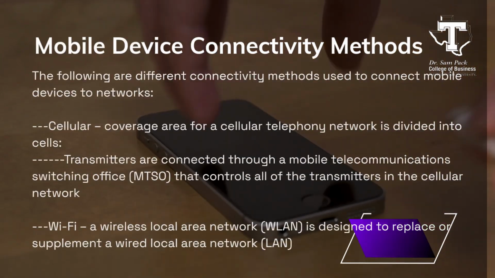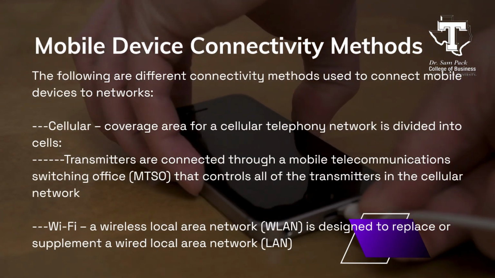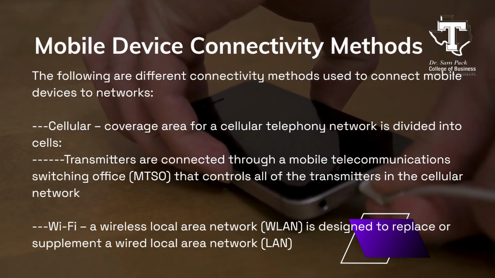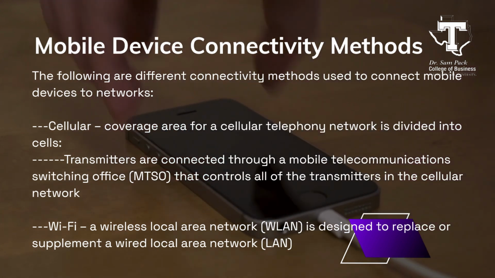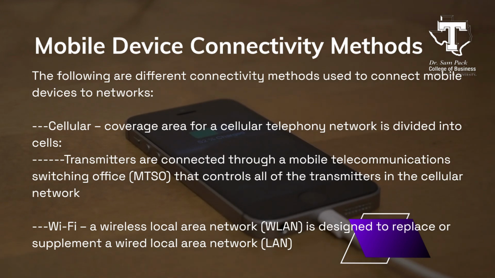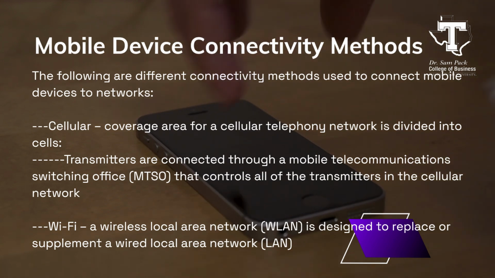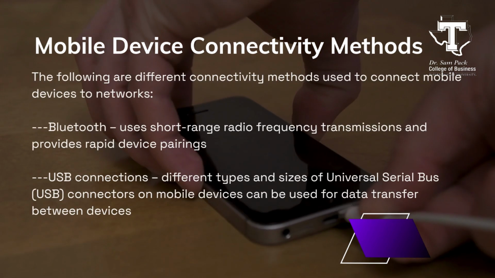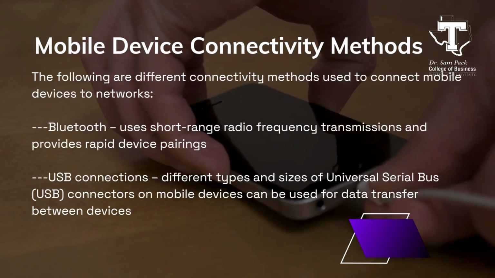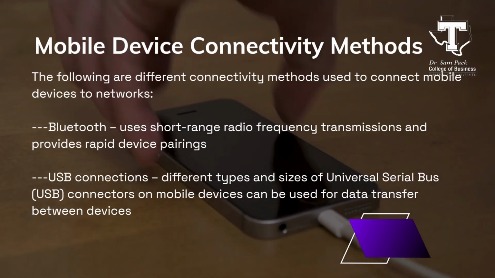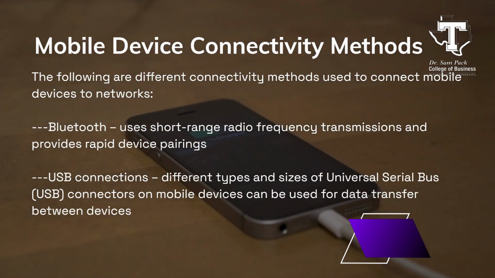Mobile devices connect to networks in various ways. Cellular networks divide coverage areas into cells, each managed by a transmitter connected to a mobile telecommunication switching office, or MTSO. Wi-Fi, on the other hand, replaces or supplements wired LANs, providing wireless local area network connectivity. Other connectivity methods include Bluetooth, which uses short-range radio frequency transmissions for quick device pairings, and USB connections, which facilitate data transfer between devices using various types of USB connectors.